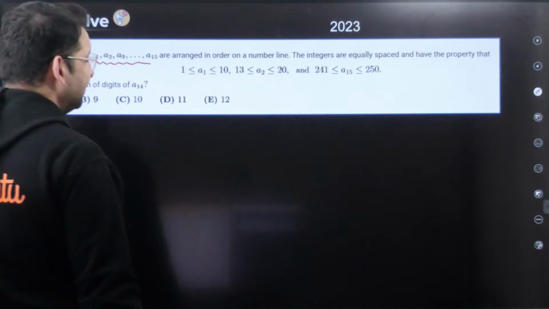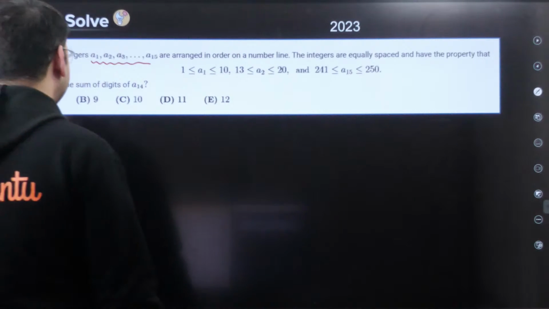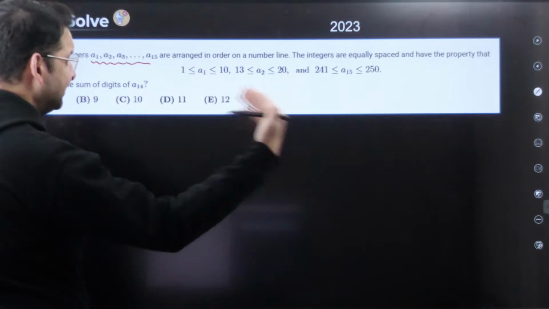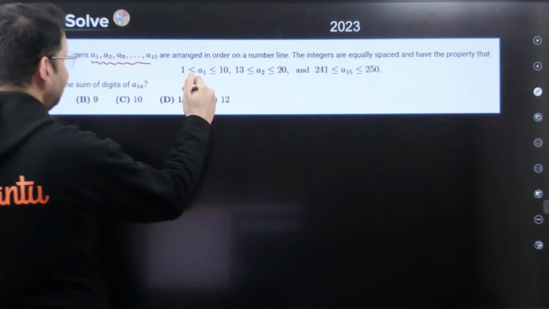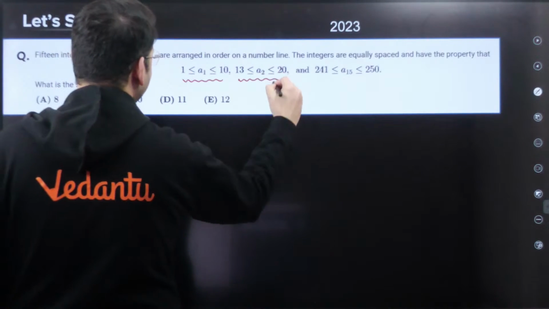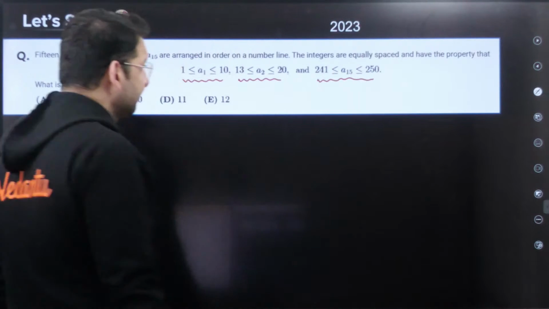ठीक है, arranged on a number line. They are equally spaced. सारे के सारे मतलब the difference between A2 and A1 is the same as A3 minus A2, which is the same as A4 minus A3, and so on. And they have a property that the first number lies between 1 to 10. The second number lies between 13 to 20. And the last number is 241 to 250.